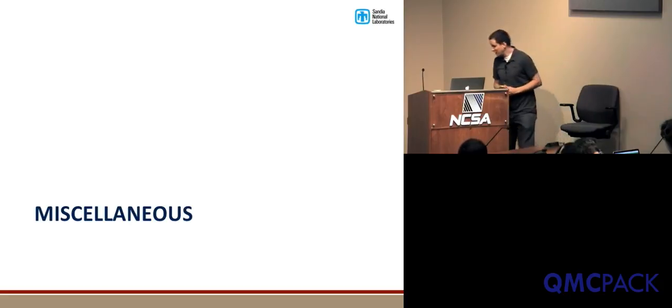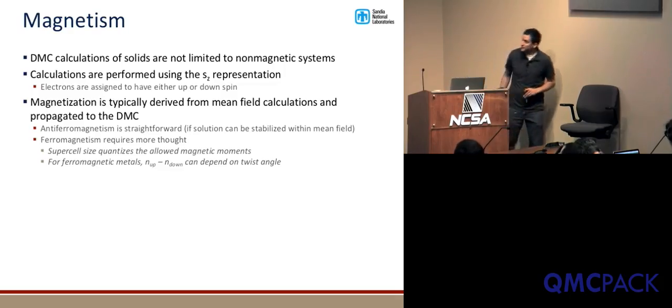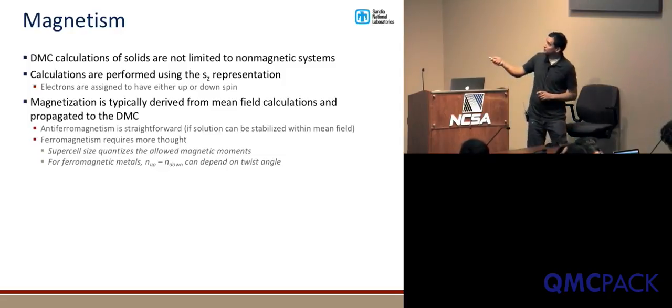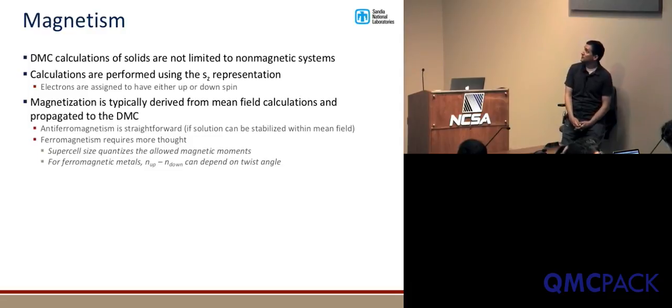All right, plowing ahead. A couple of miscellaneous topics that may be of interest to people. The first is magnetism. Our calculations are not limited to non-magnetic systems. We don't have to have the same number of up and down electrons. However, in QMCPACK right now, everything's done in the Sz representation, so we basically label all the electrons up or down. That's how we construct our Slater determinants.